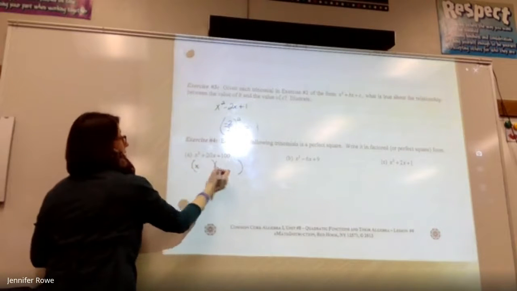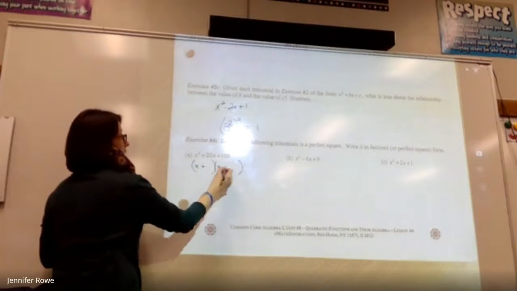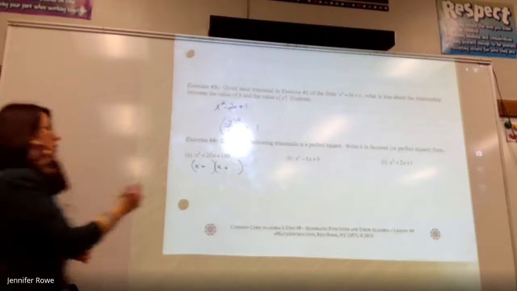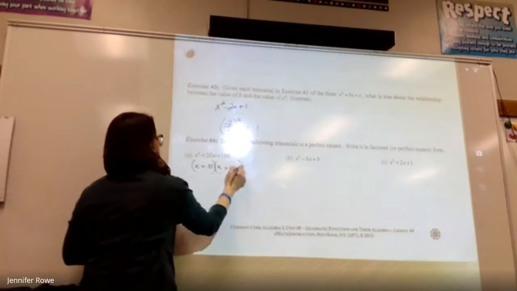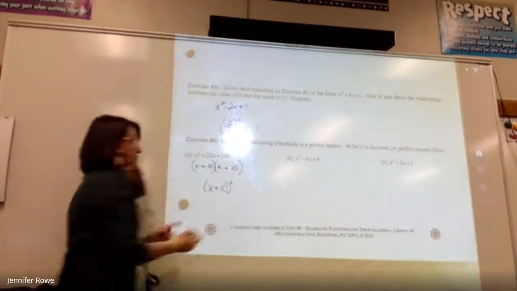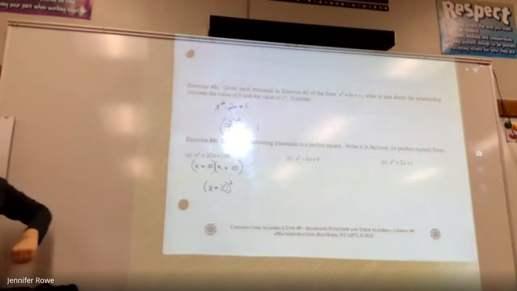Okay, so X and X, what are my signs in letter A? Plus and plus. Okay. What do I need? Factors of 100 that add to give me 20. What are they? 10 and 10. That was fast. How did you do that? Because it's easy. Easy for some, not for all. True? Is this a true statement? Yes.